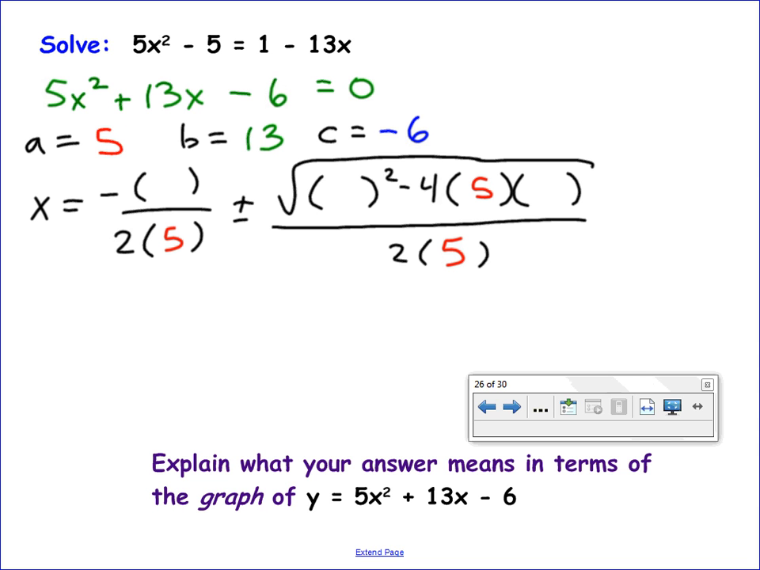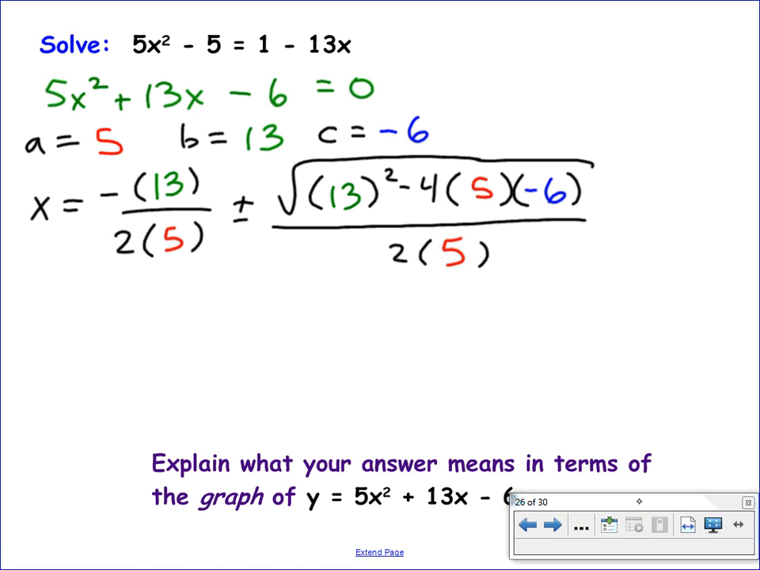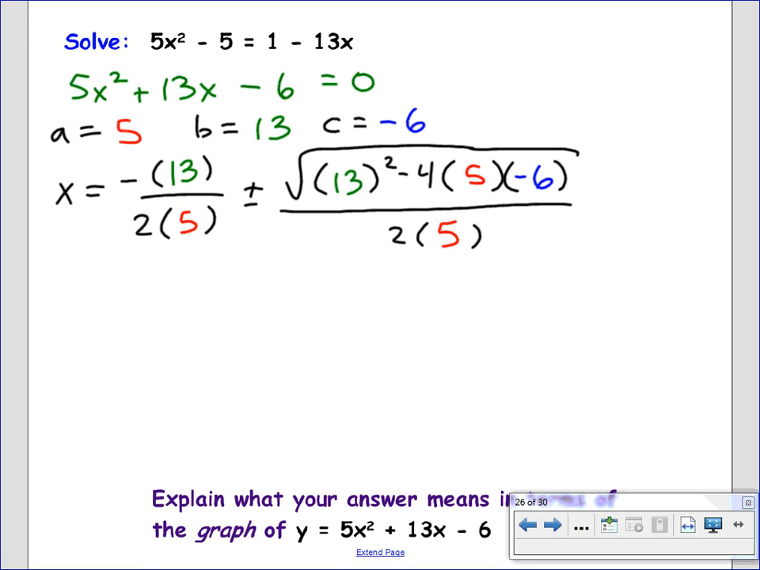Now we'll plug in our value of b everywhere that appears. So b is 13. We'll put in 13 everywhere we see a b. And lastly, we'll replace c with -6. All right, guys, now we'll evaluate my expression, and that'll give us our solutions, x equals. So let's go ahead and do it. We'll hop in there and start evaluating.